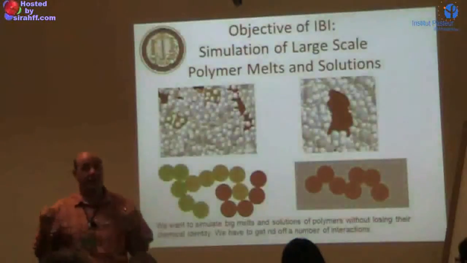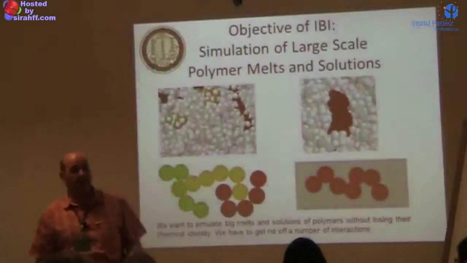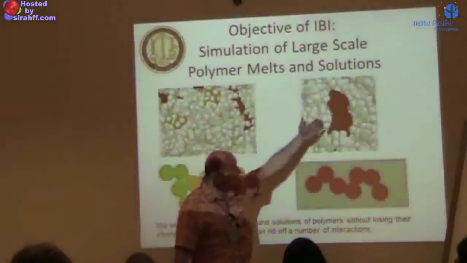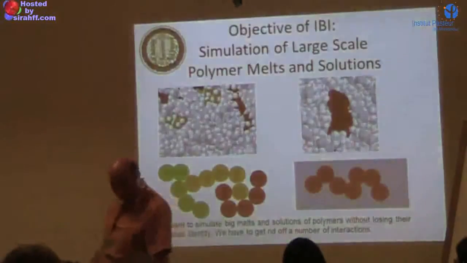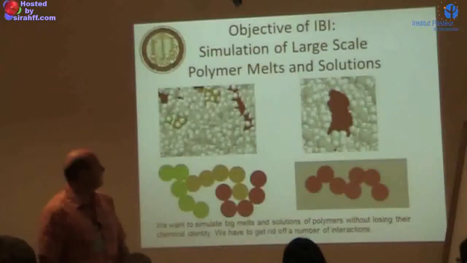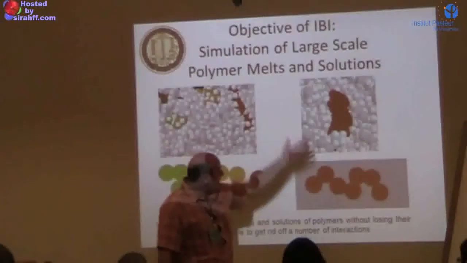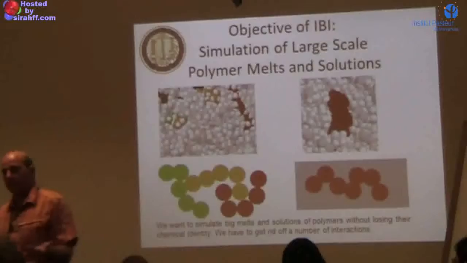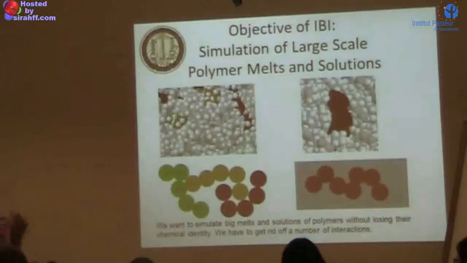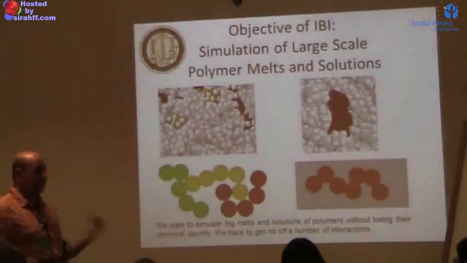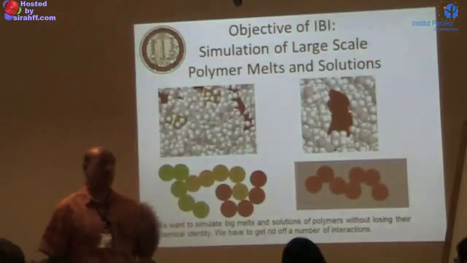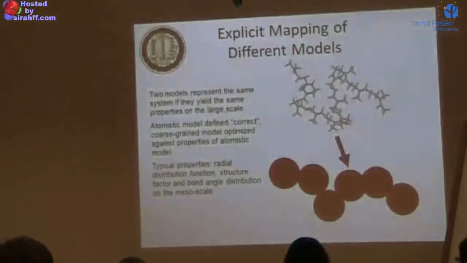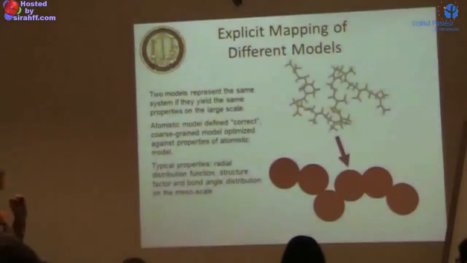If we go to the idea of solutions, we want to include a bit of solvent as well. This is actually a snapshot of polyisoprene and toluene. We want to have the solvent in a kind of mean field representation, so we don't have explicit solvent, but we need the solvent because it has an effect on the polymer. Well, that's really where we are going.